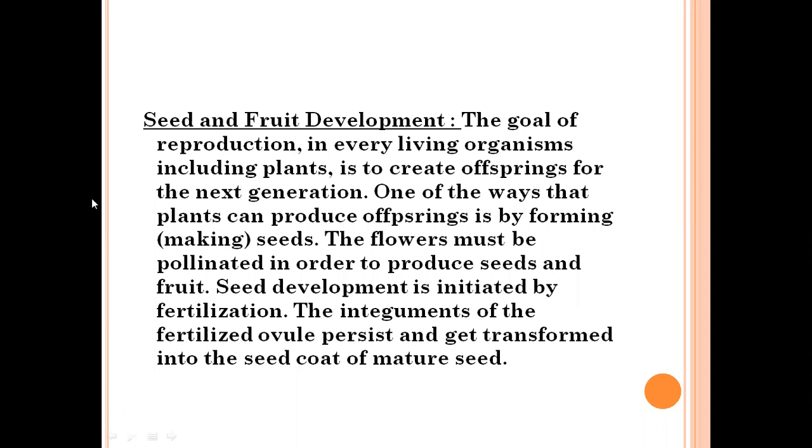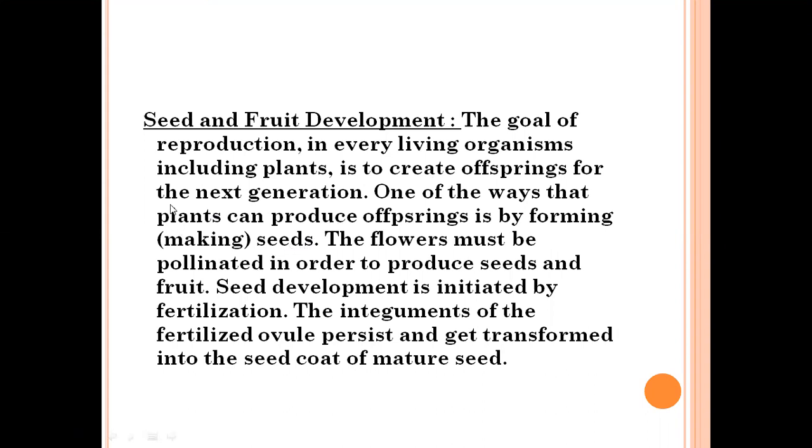So today we'll complete that chapter, and the last topic was seed and fruit development. The goal of reproduction in every living organism, including plants, is to create offsprings for the next generation. It is very obvious that the goal of reproduction is to produce offsprings, in plants also, in animals also. One of the ways that plants can produce offsprings is by forming seeds.